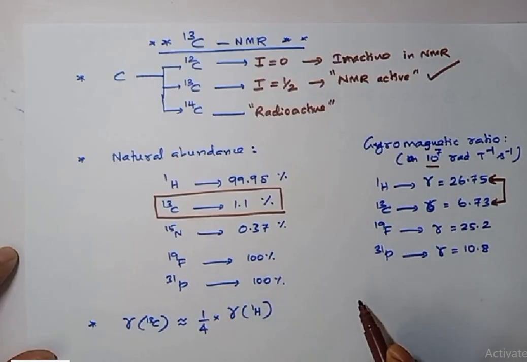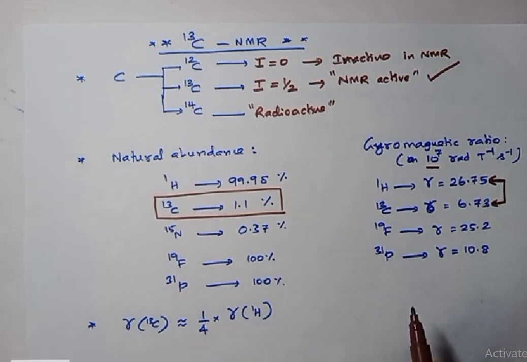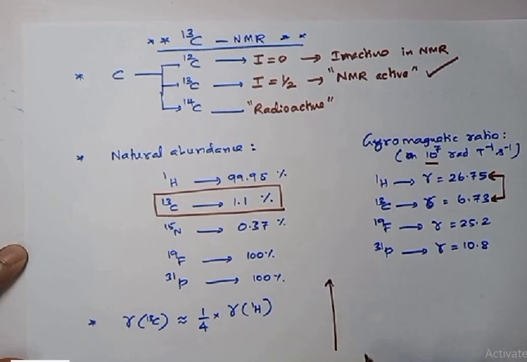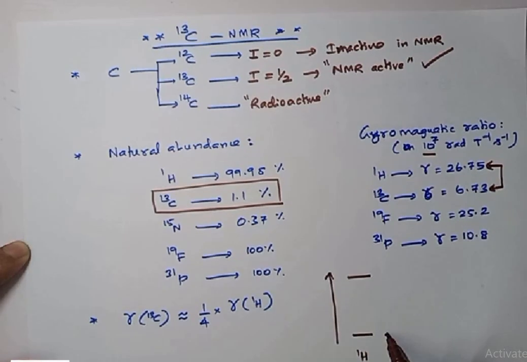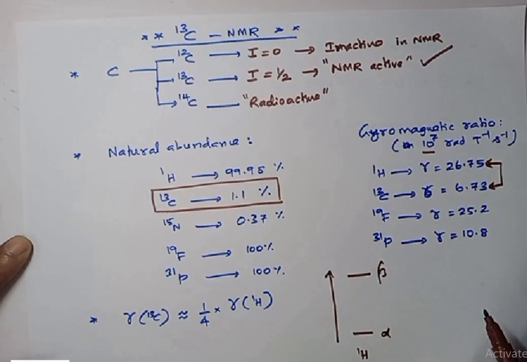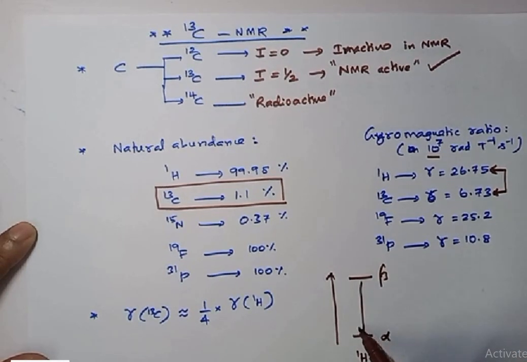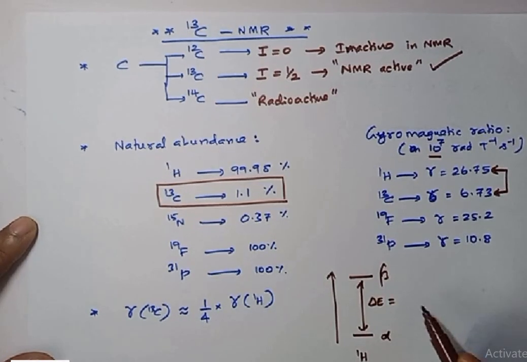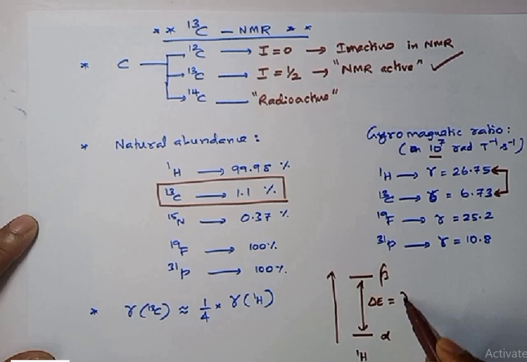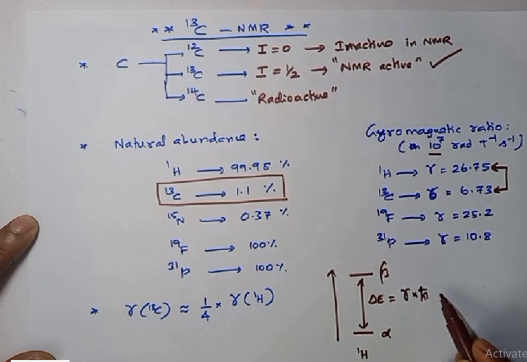You all know the energy gap between the alpha state and beta state. In the case of proton NMR, the gap between the alpha state and beta state is large. Why is the gap large? Because the energy gap is equal to gamma into h cross into the magnetic field strength.